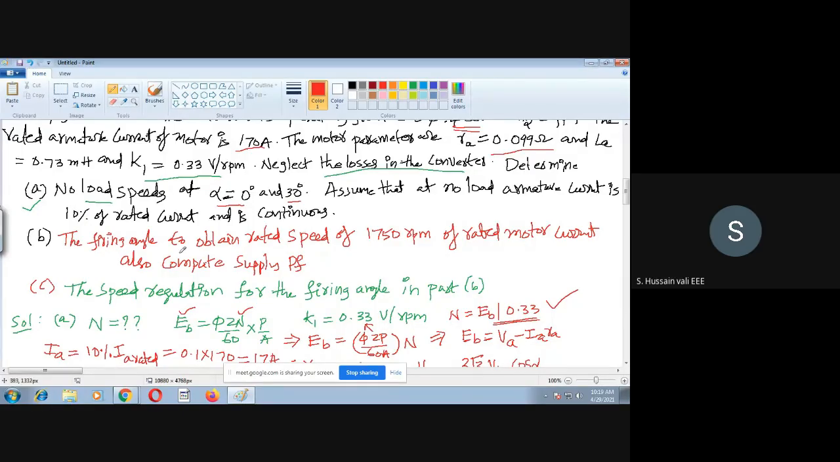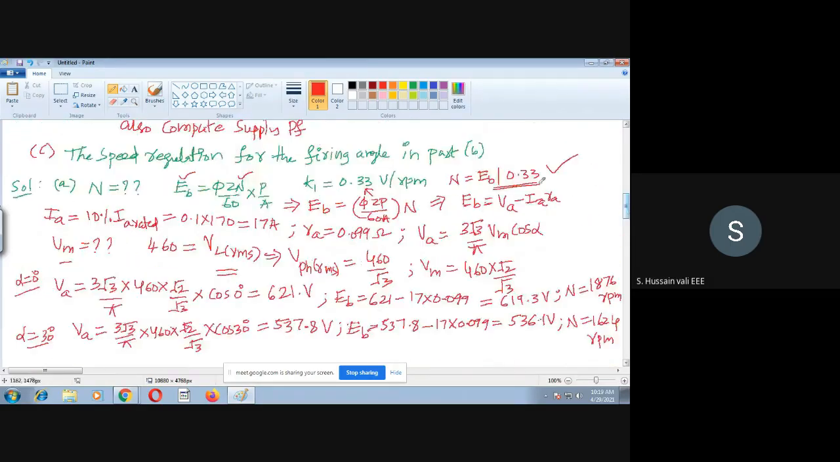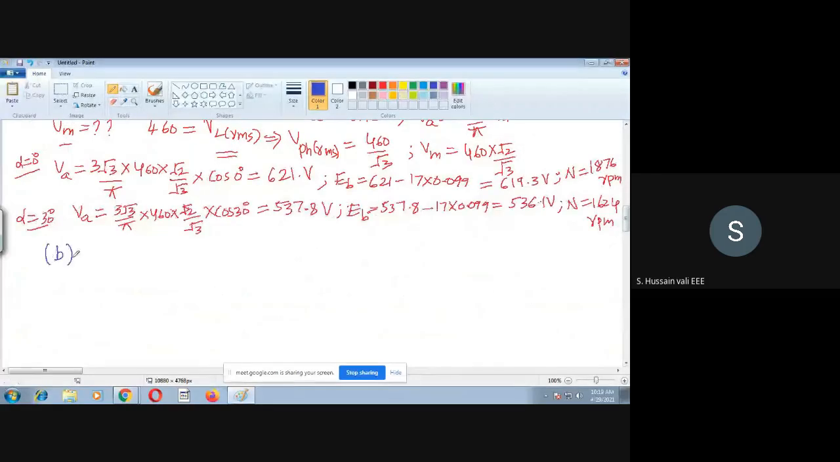There is only one equation for the firing angle, in terms of Va. Now we'll solve question B. What you have to find out is alpha, the firing angle, and in other cases the power factor. These are the two questions he is asking. First we will find alpha. The equation where you find the firing angle is Va equals 3 root 3 by pi into Vm cos alpha. This is the equation which we know.